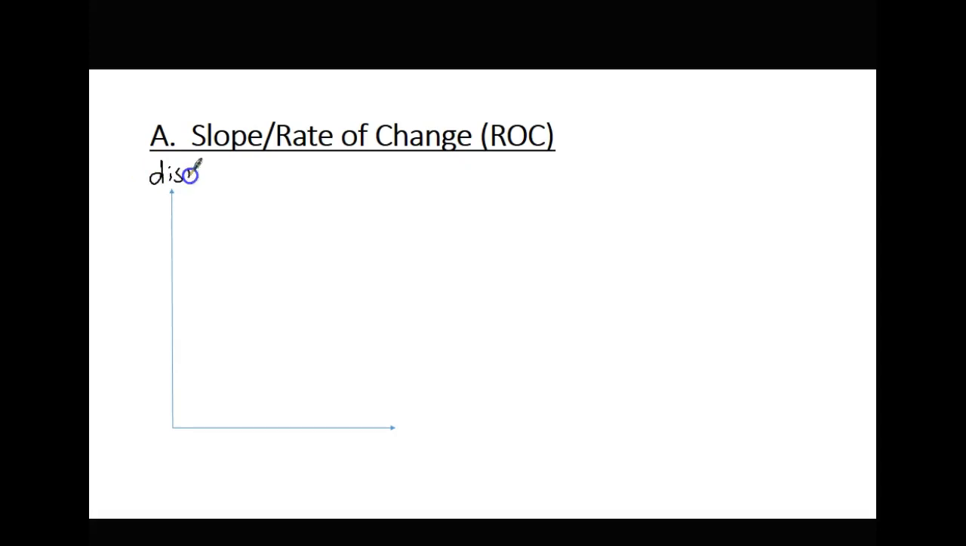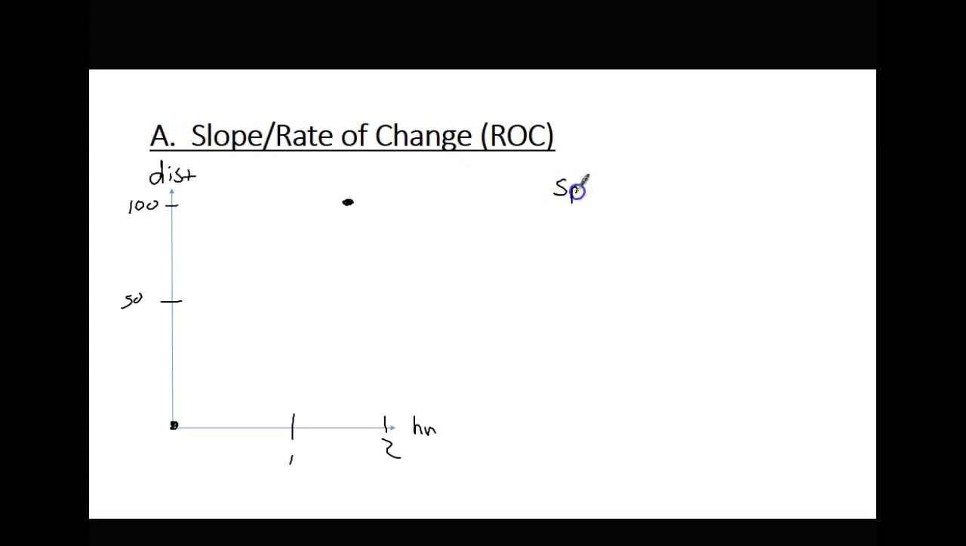This is distance, 100, and this is time or hours. I'm going to say 2. Let's say that a vehicle started at 0, 0 and ended up here. What is the speed of that vehicle? 50 miles an hour. How did you get that?